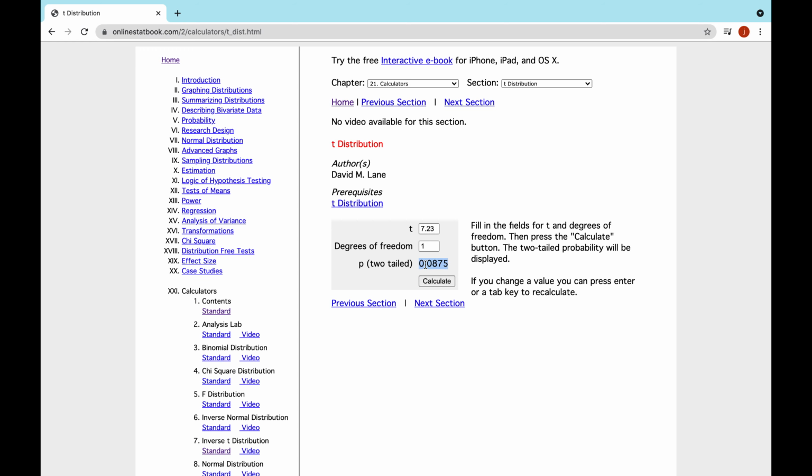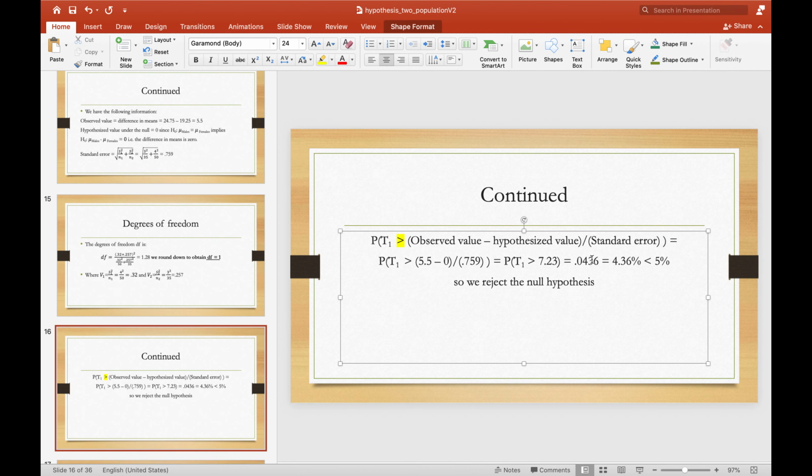So 0.0875 divided by 2, that's equal to 0.0436. And that's how I get this 4.36%. That's less than 5%, so we can reject the null hypothesis. Okay.